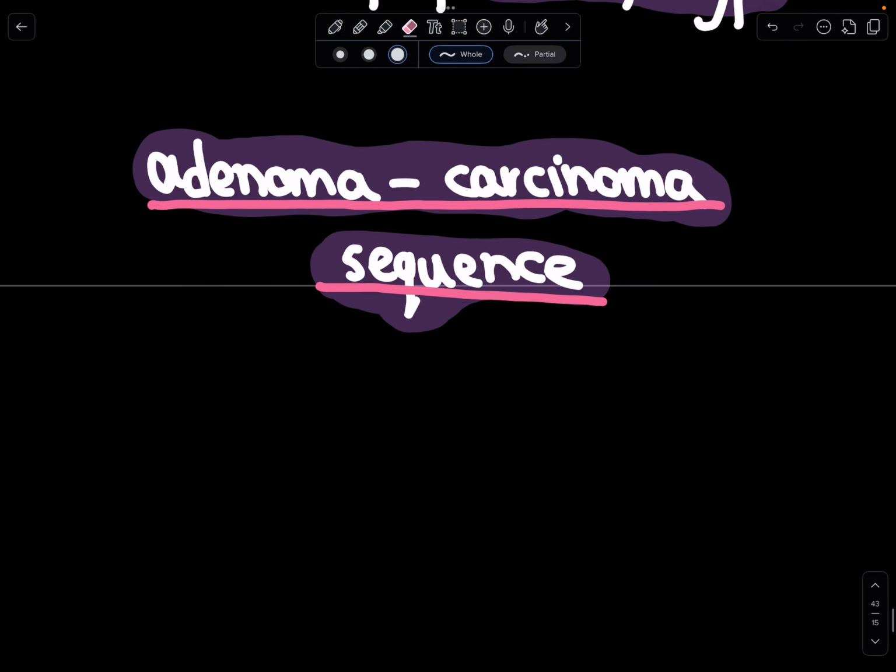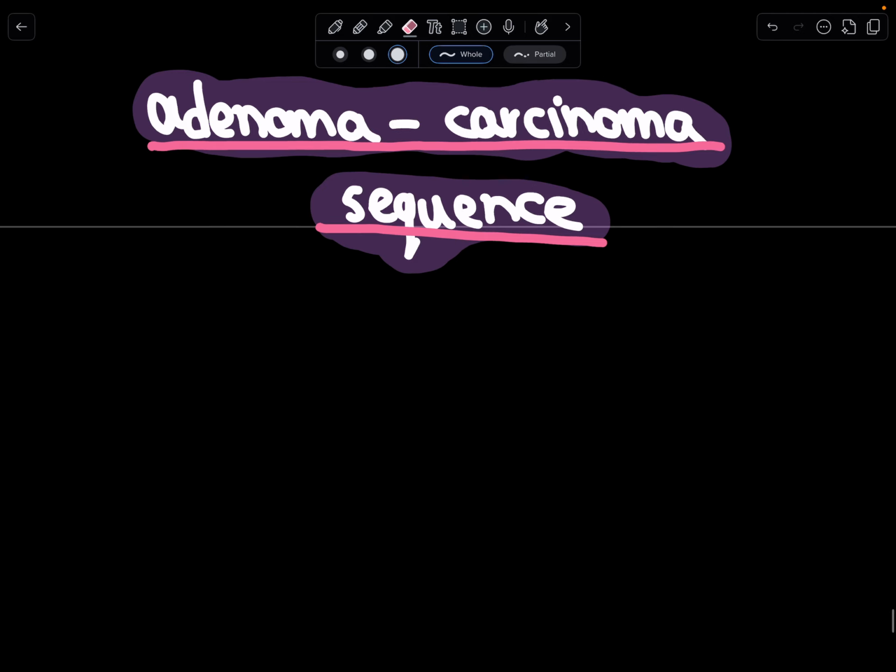No. Let's talk about the adenoma carcinoma sequence. So this is a stepwise progression from normal mucosa to adenoma to cancer. Talk to us about the morphological features, like histological ones, macroscopic features, and so on.